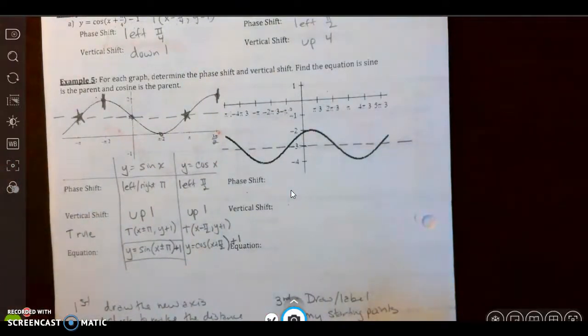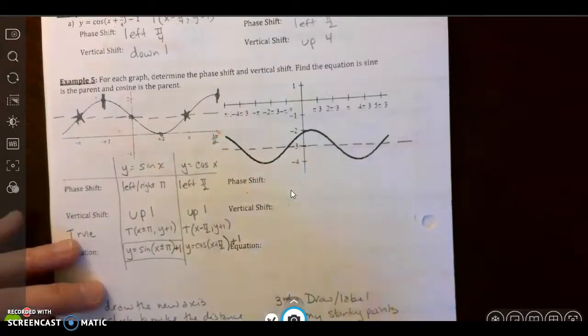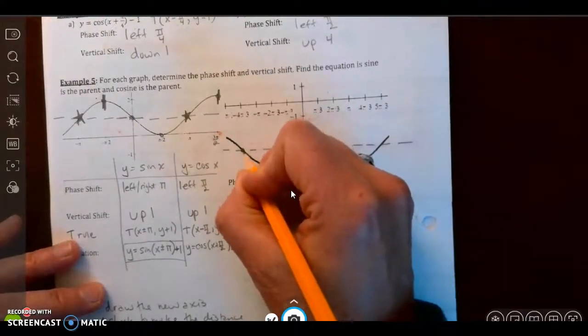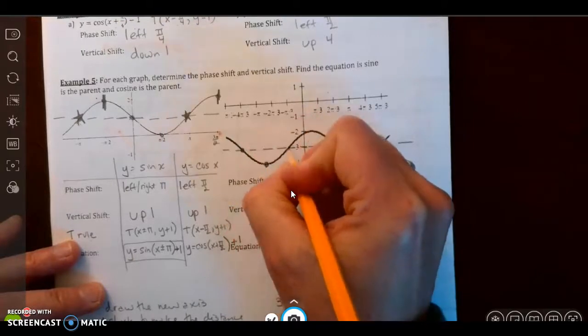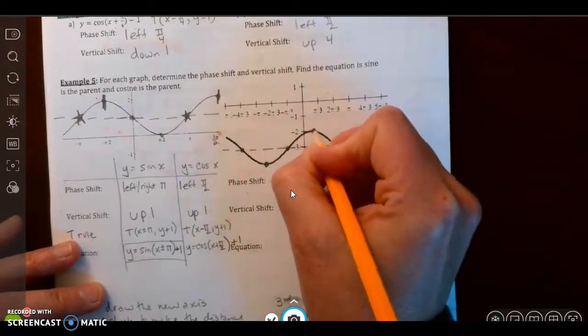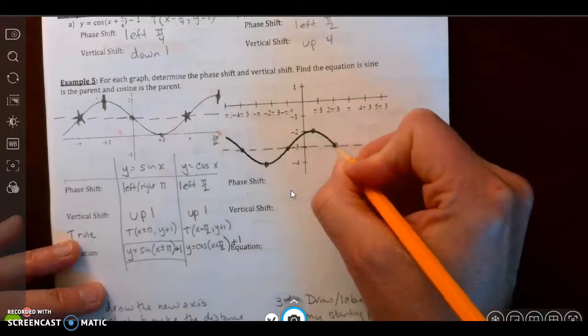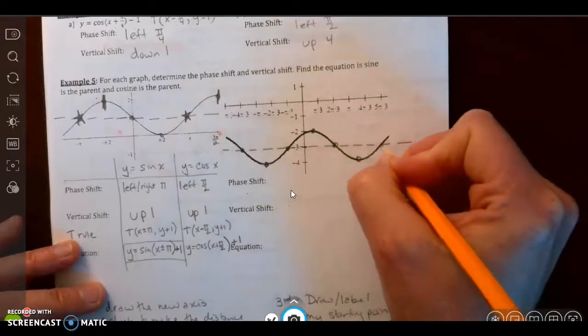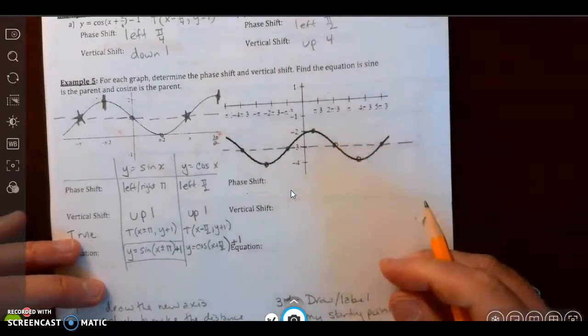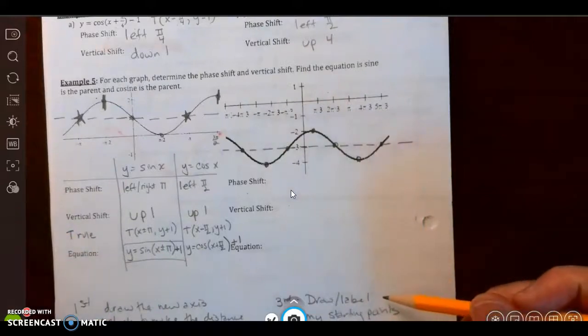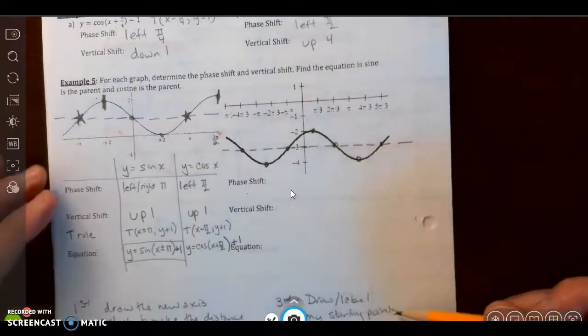The second step says draw the key points, the points on the axis as well as the highs and lows. On the axis, highs and lows. Okay. Third, draw or label my starting points.